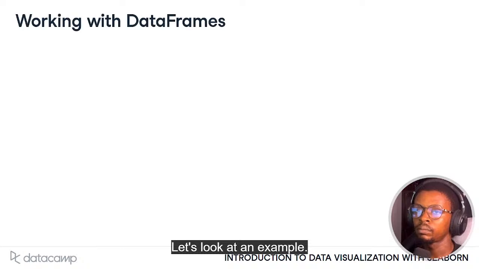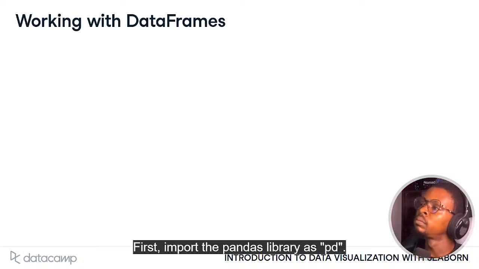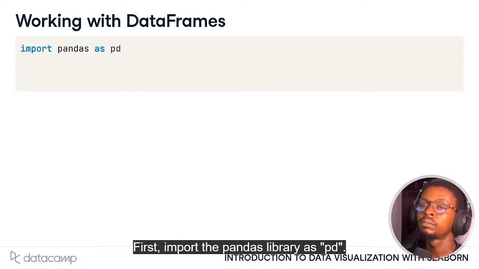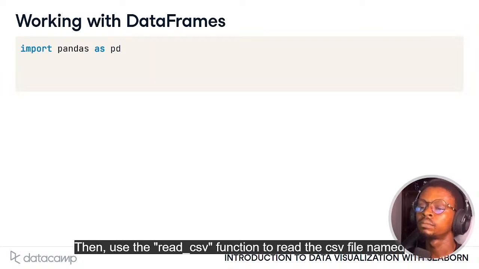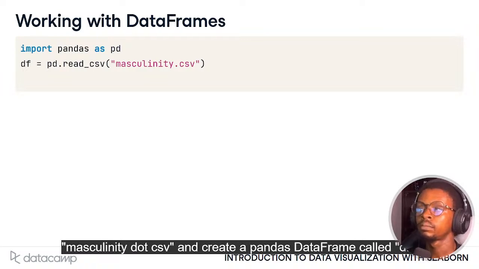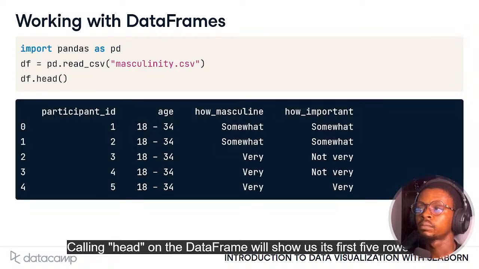Let's look at an example. First, import the pandas library as pd. Then, use the read_csv function to read the CSV file named masculinity.csv and create a pandas data frame called df. Calling head on the data frame will show us its first 5 rows.